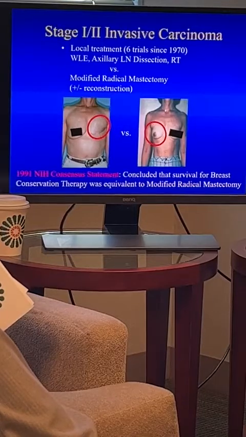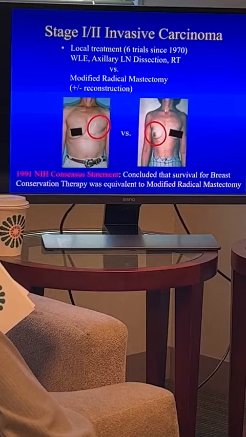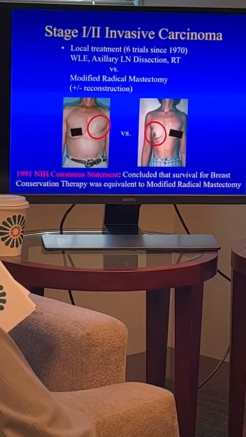What astounds me is how recently we talk about breast conservation therapy where we just removed the lump. It wasn't until 1991 that the NIH came out with a consensus statement which concluded that the survival for breast conservation therapy, that is just removal of the lump, the cancer, and treatment of the lymph nodes and the breast, etc., was equivalent to a modified radical mastectomy.